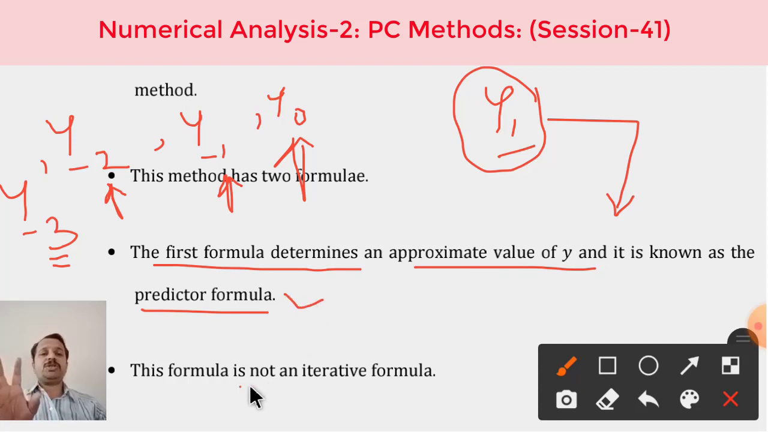The predictor formula is not an iterative formula, that we have to keep in mind. It is a direct formula. Only once does it give us the answer, that's all. It will not be used for repeated improvement of that value. It only gives us a single value, that is the first initial approximation.